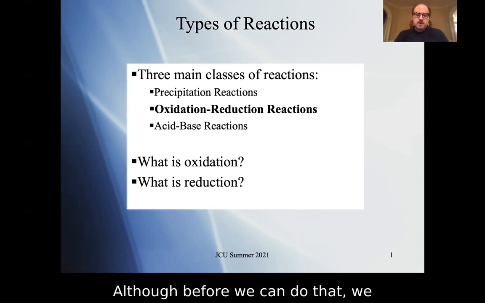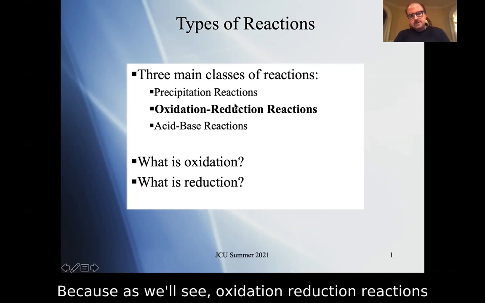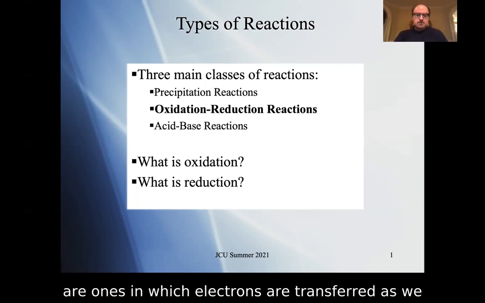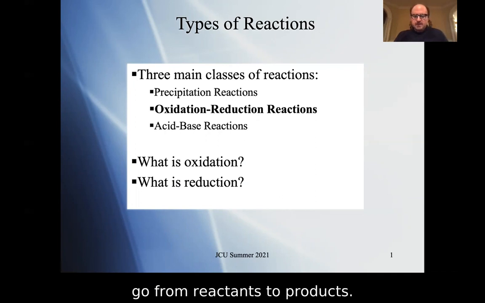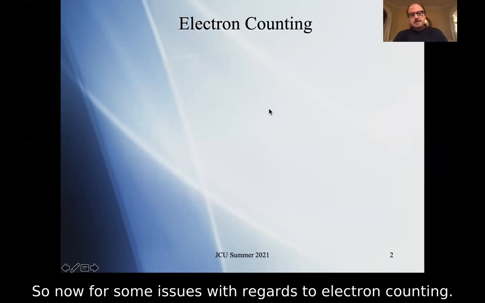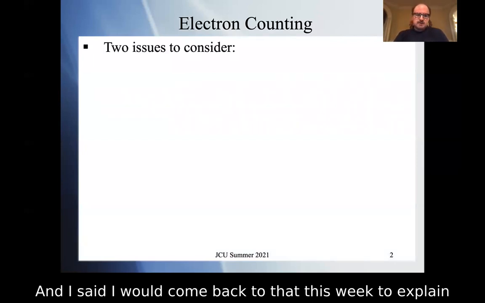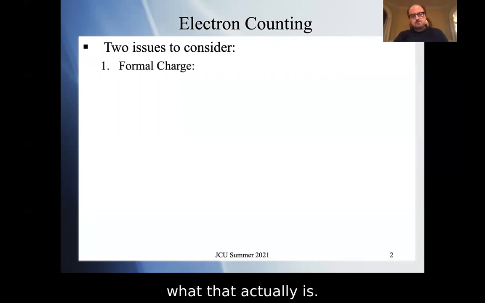Although before we can do that, we have to talk a little bit about some electron bookkeeping, because as we'll see, oxidation reduction reactions are ones in which electrons are transferred as we go from reactants to products. So now for some issues with regards to electron counting. And one of these I already mentioned last week, which was formal charge, and I said I would come back to that this week to explain what that actually is.